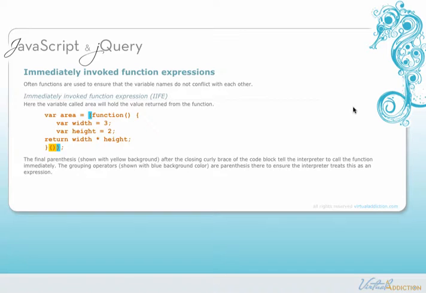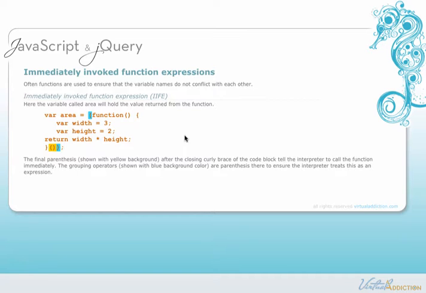Here we have a variable called area. This holds the value returned from the function, rather than storing the function itself so that it can be called later. In this example, the final parentheses, shown with a yellow background after the closing curly brace of the code block, tell the interpreter to call the function immediately. The grouping operators, which are shown with the blue background, are parentheses there to ensure the interpreter treats this as an expression. It's commonly considered best practice to place the final parentheses before the closing grouping operator, as shown here.